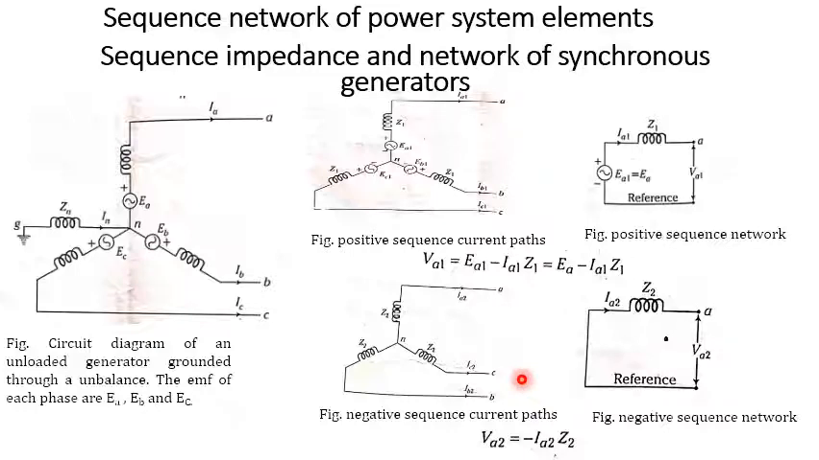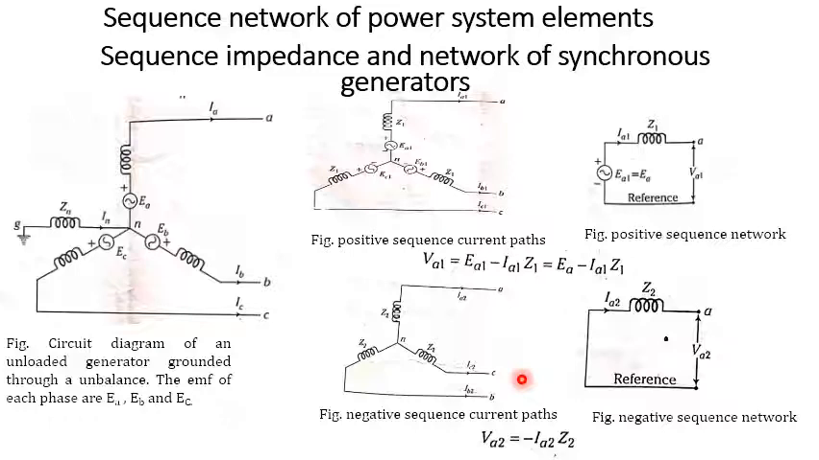So the impedances of the positive and negative sequence currents are not the same in the case of the synchronous machine, for some reasons. These reasons are because the phase sequence of the negative sequence current is opposite to that of the positive sequence current.